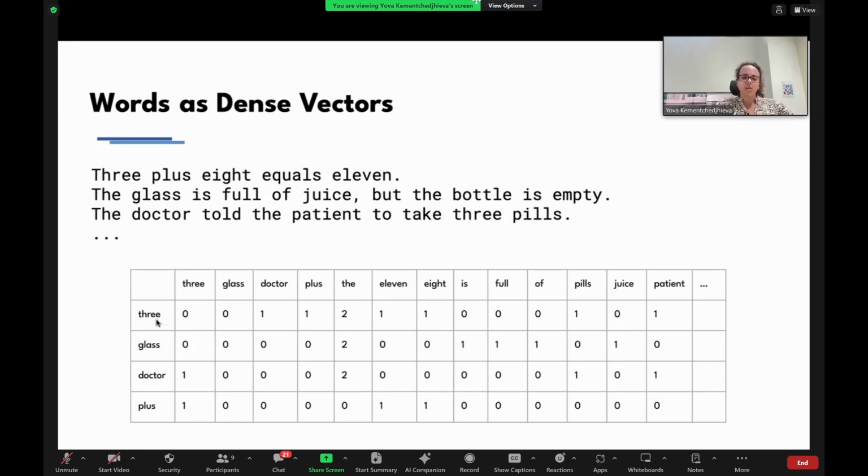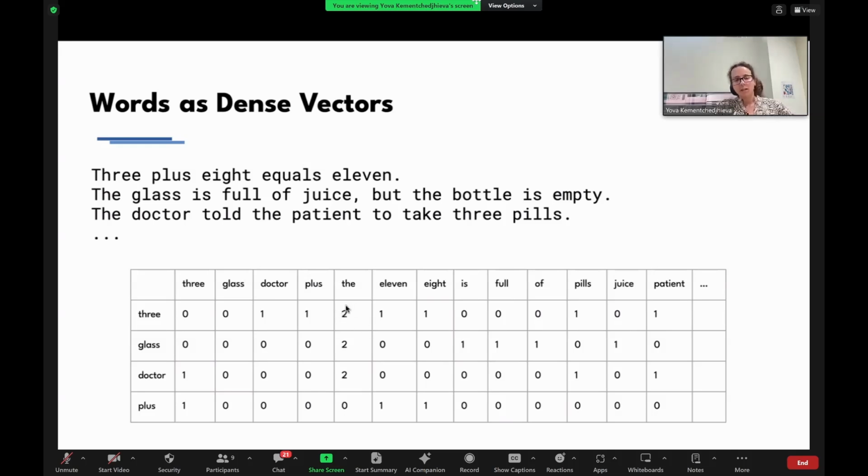Whenever I see the word 3, would I see another occurrence of the word 3? In our corpus here, we don't see that, so we put a 0. Same for glass, but then we go to doctor. In this sentence here, we see the word 3 right here and the word doctor here, so we will put a 1. Similarly for plus, we see 3 plus 8 equals 11, so we would say, I've seen an occurrence of the word 3 in the context of the word plus.